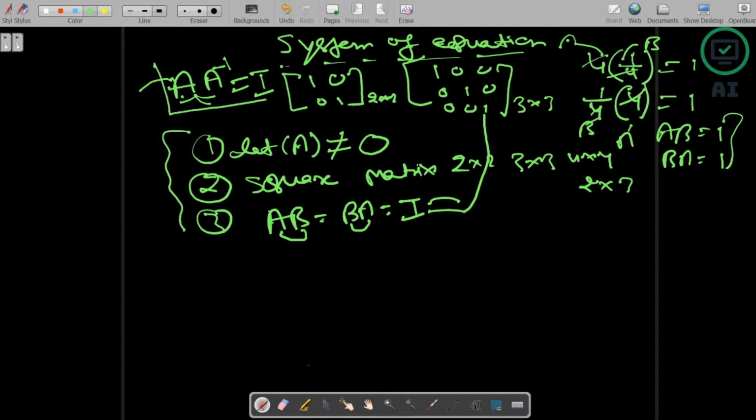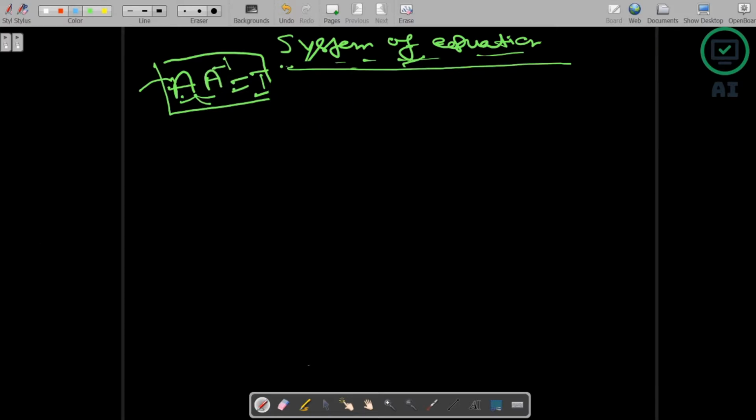By using this concept, I am going to solve a system of equations. So what do we mean by a system of equations? Let's take these equations: 4x plus 2y equals 8, 5x plus 3y equals 11. We have already studied in 7th, 8th and 9th class that this can be solved by the substitution method or by the elimination method. But today I am going to solve this one by the matrix method.